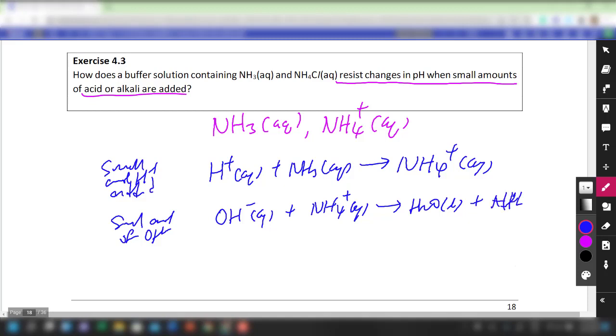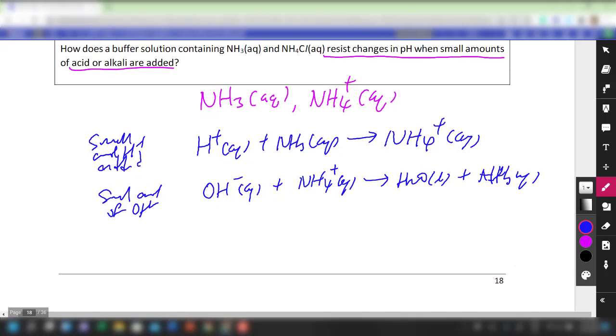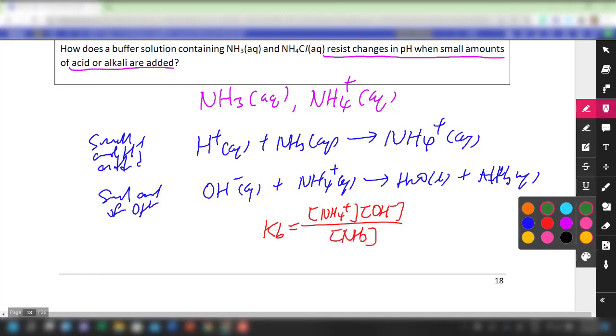Ammonia. And as we have seen earlier, before we discuss, we need to write a Kb expression for aqueous ammonia. So it will involve ammonium and OH-, over NH3. I'm going to highlight the constant term. Kb will be a constant because it's a temperature dependent variable.